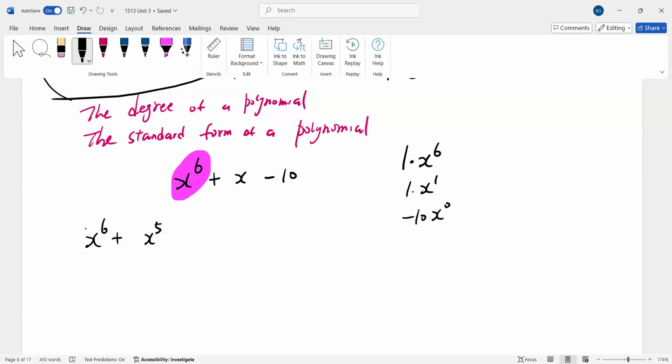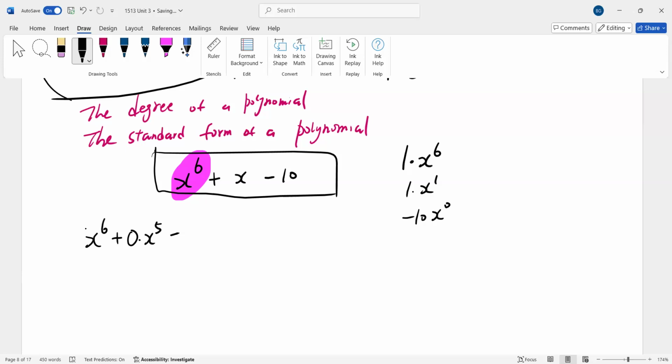X power 5. Do we have it in the polynomial? This is the polynomial. No, we have just x power 6. Yeah, you're right. We don't. Because the coefficient is 0. Coefficient of a monomial is okay to be 0. We don't see it because the coefficient is 0, right?